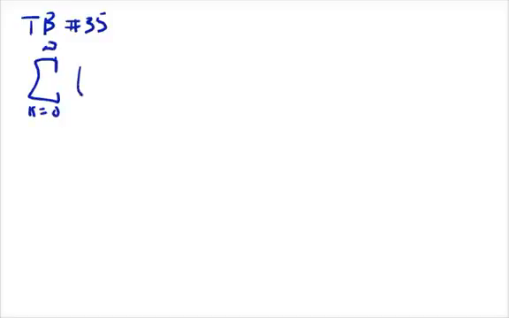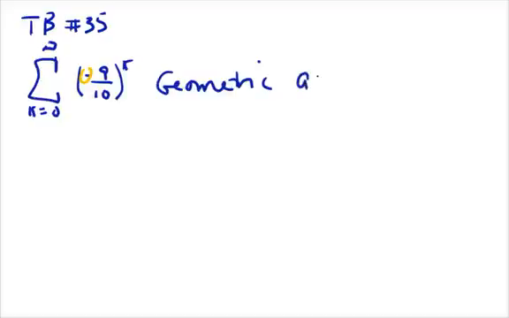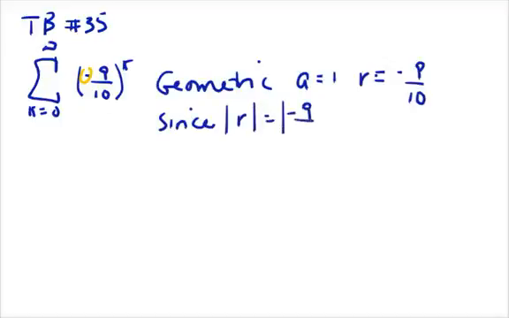And it goes from 0 to infinity, and the series looks like this. Okay, so you know it's a geometric series. The only thing that's a little different is this sign here. Right. So it's a geometric series with a equaling 1 and r is equal to minus 9/10. Again, since the absolute value of r, which is equal to the absolute value of 9/10, is less than 1, it converges.